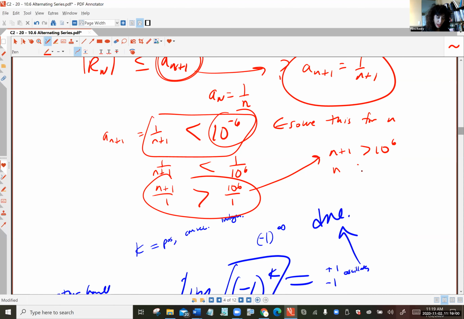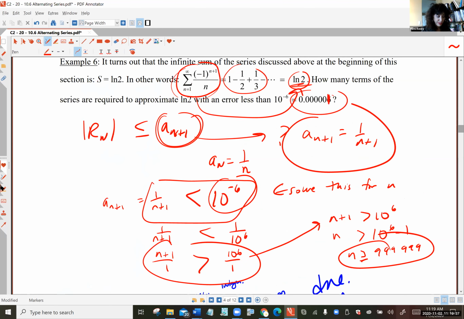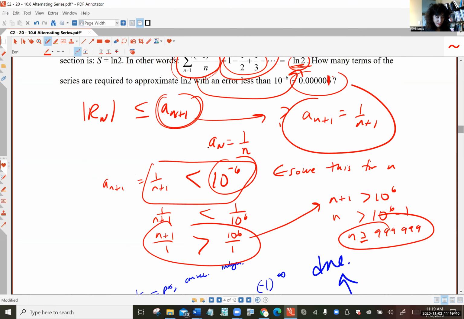And then if I subtract 1 from both sides, I have 1 million take away 1, which, you know, is 999,999. So if n is greater than or equal to 999,999, then we'll have enough terms to be very close to the actual sum ln 2. Now that is a lot of terms, people. I mean, you have to add up a lot of terms, but that's why computers are so great. We could let a computer be in a loop and add up 999,999 of the terms of this series, and compute that overall sum.